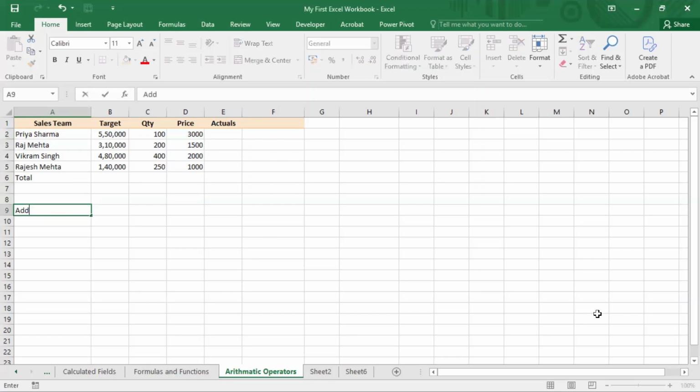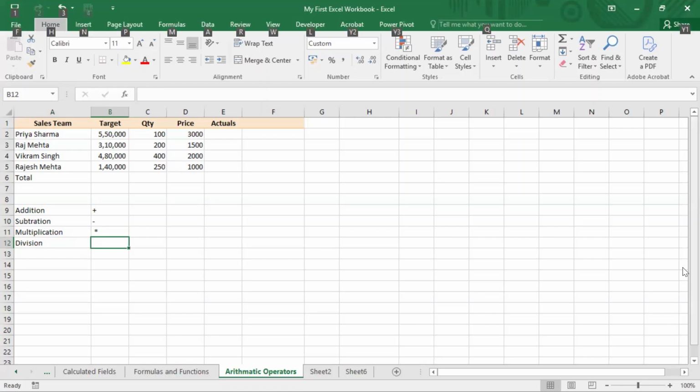So you know what is addition. This is used to add integers. It is denoted by the plus sign. Then you have the subtraction operator, which is denoted by a hyphen sign. Third is the multiplication operator, which is denoted by a star sign. Next is division, which is denoted by a forward slash sign.